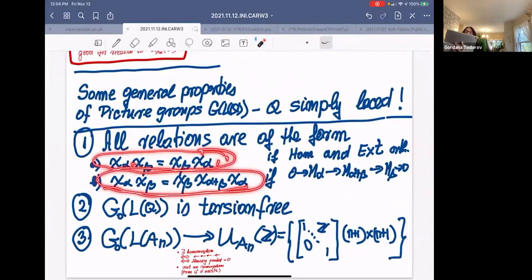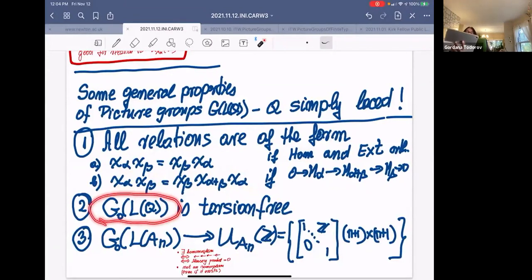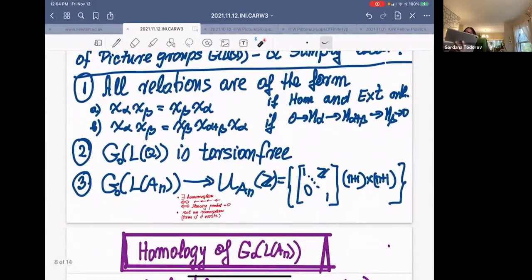Relations are given like that for Hom X orthogonal, or are given like that. So this is what people ask me about the relations. So they're either given of this form or of this form for simply laced. The other comment is that this group is a torsion-free group. The other comment is, here I put this sign that there's an epimorphism, and I just want to discuss, mention this a little bit.